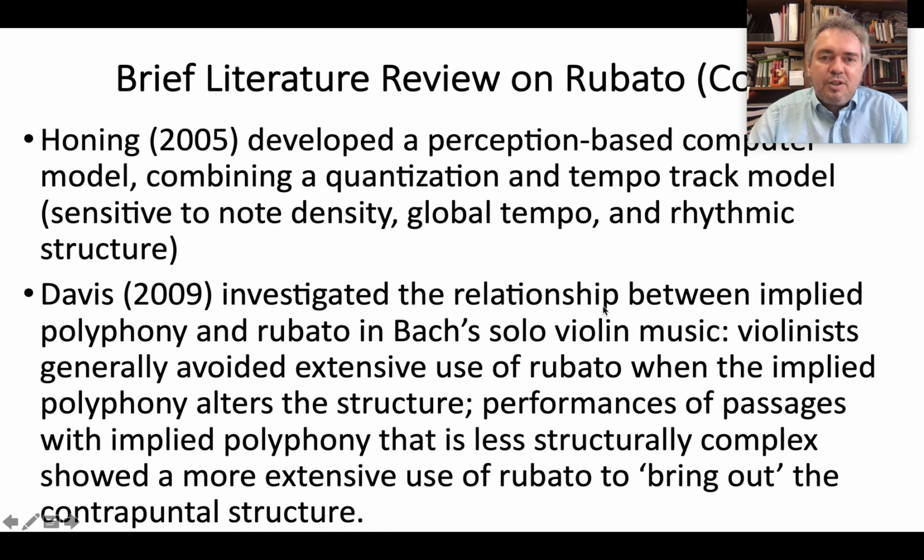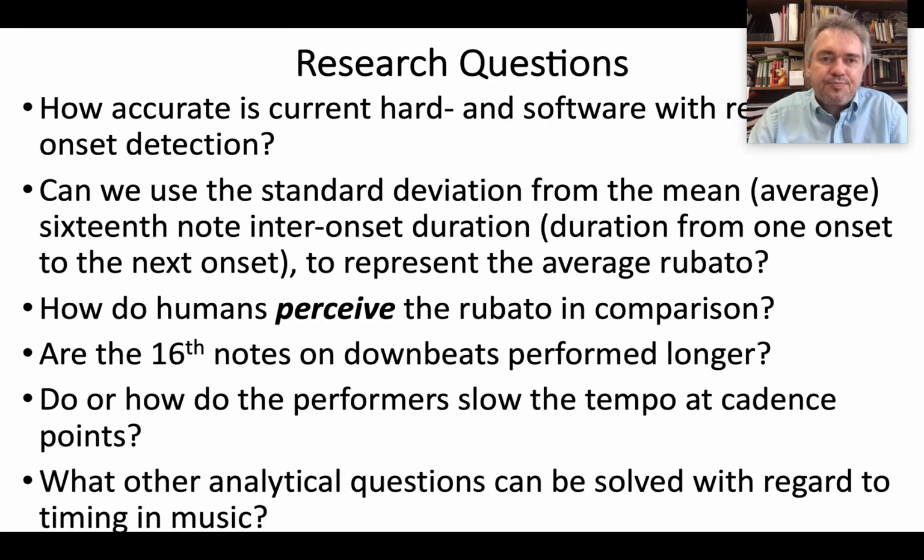Honing in 2005 developed a perception-based computer model combining a quantization and tempo track model, sensitive to note density, global tempo, and rhythmic structure. And Davis in 2009 investigated the relationship between implied polyphony and rubato in Bach's solo violin music. Violinists generally avoided extensive use of rubato when the implied polyphony alters the structure. Performances of passages with implied polyphony that is less structurally complex showed a more extensive use of rubato to bring out the contrapuntal structure.